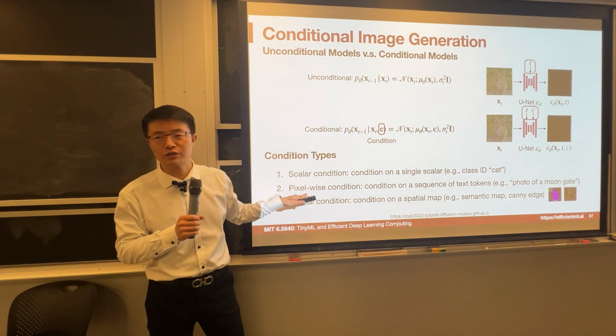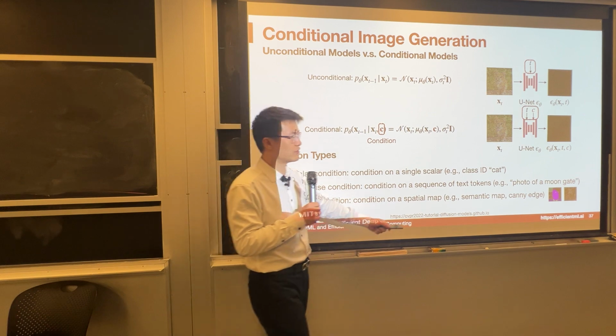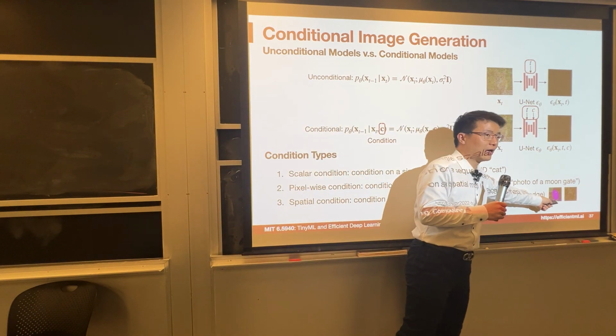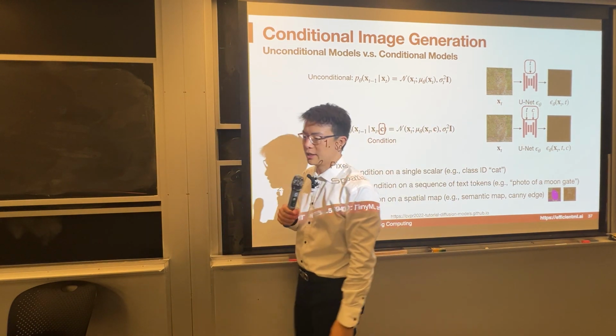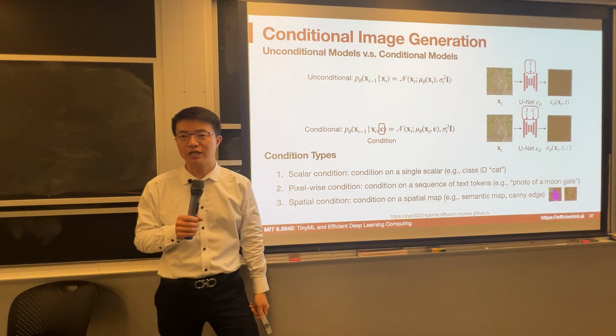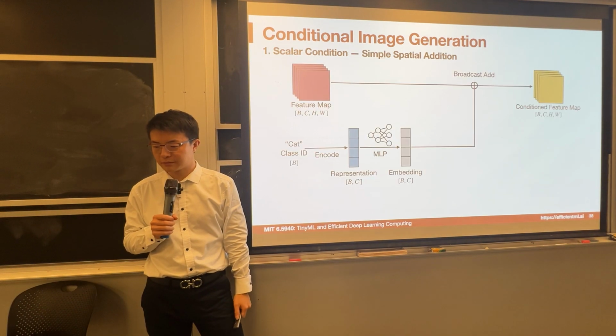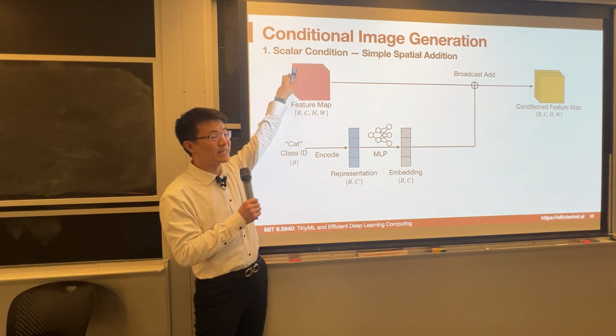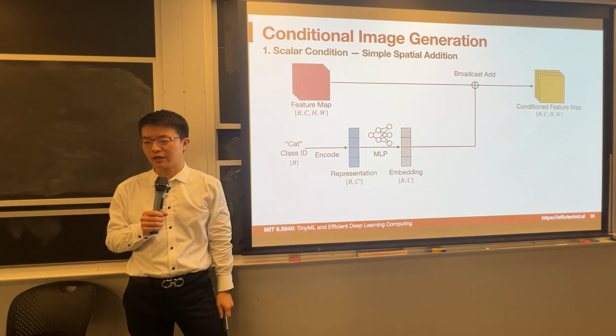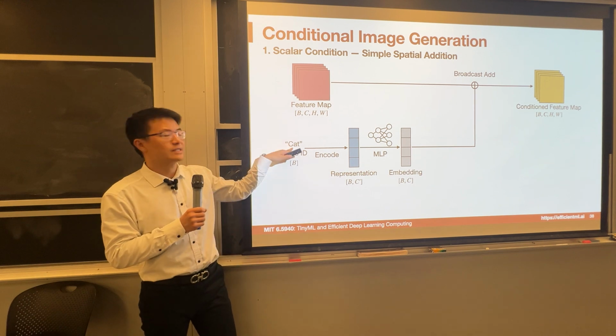The next one is the pixel-wise condition, like giving a mask, like a mask of a cat or a canny edge of a building. So, pixel-wise condition. So let's start with the scalar condition, like a class ID.